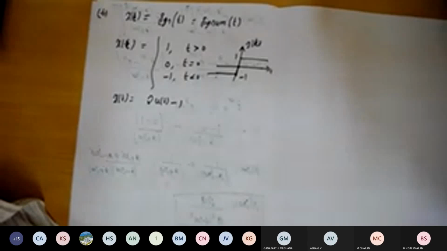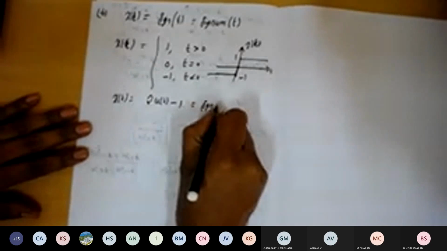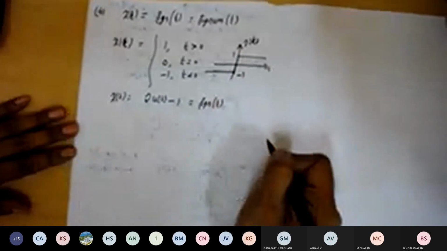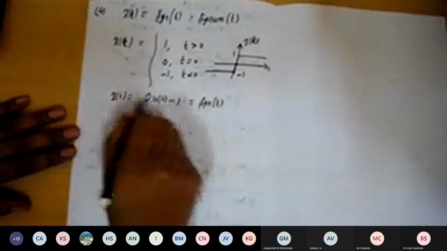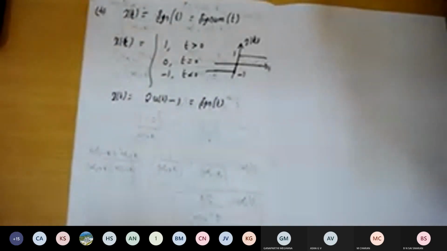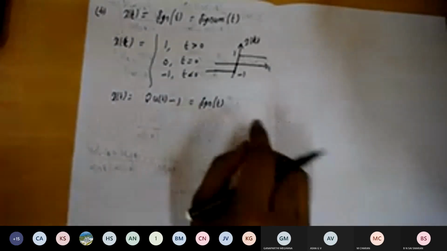Now I'm going to use the differentiation property. This is nothing but the signum function, signum of t. I'm going to differentiate both the sides here. You might know the differentiation of u of t is nothing but the delta function, delta of t, and the differentiation of 1 is 0.